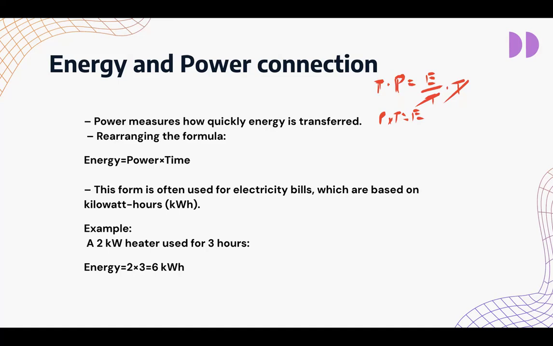So if you're using a 2 kilowatt heater and you use it for 3 hours, the amount of energy you're producing is 6 kilowatts per hour. Sorry, 6 kilowatt hours. And if you guys don't remember it, that's okay. Just write it down in your notebook or paper, wherever.